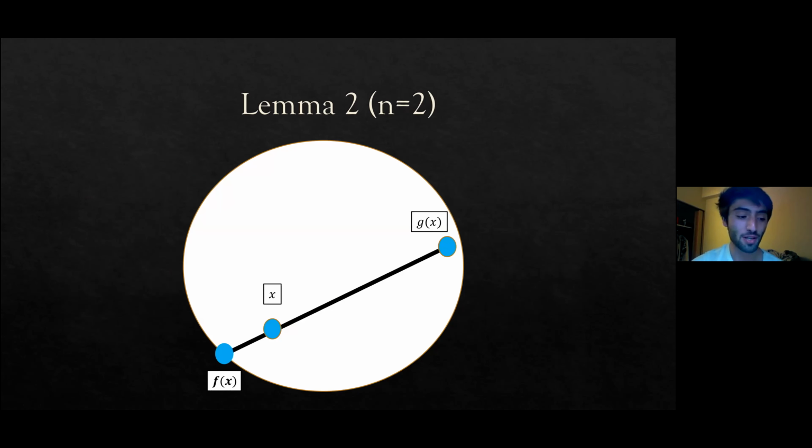So suppose that G has no fixed point. Then you take an x that belongs to the disk.